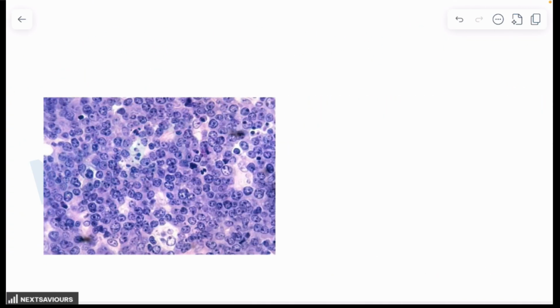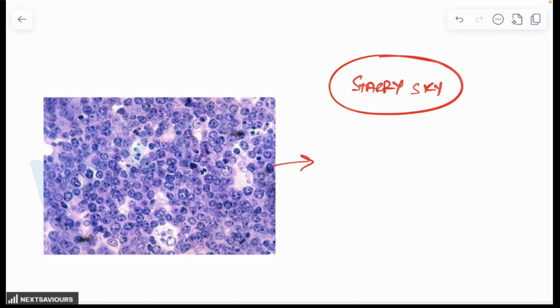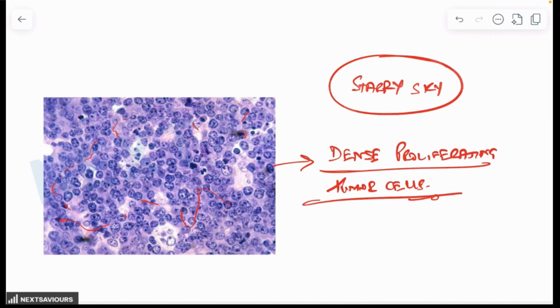Now, as you know, Burkitt's lymphoma related questions usually highlight a histopathological image, giving it a starry sky appearance. Now, what is the sky here in this image? It is a deeply basophilic background of dense proliferative tumor cells, which are obviously the Burkitt cells. So, this is the sky. As you can see, that deeply basophilic background of dense proliferating tumor cells is Burkitt cells.